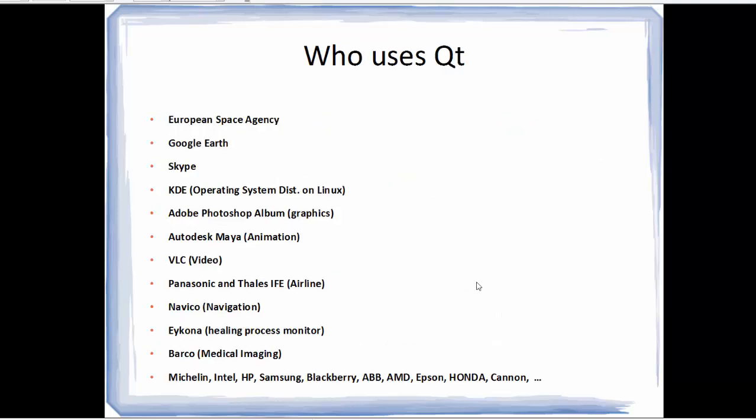Now, moving on, what companies or who uses Qt? European Space Agency was one of the first major customers of Qt, and then many major customers like Google Earth, Skype, or many other companies like VLC or other companies which you can see in the list here are using Qt. So if you want to learn Qt, it's not an alien language. It's used by many major companies, right?